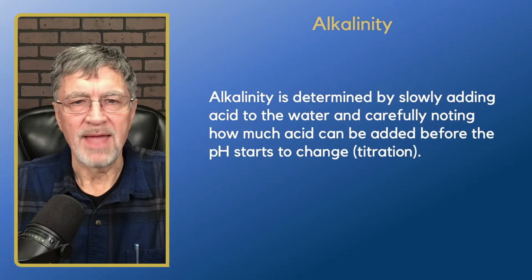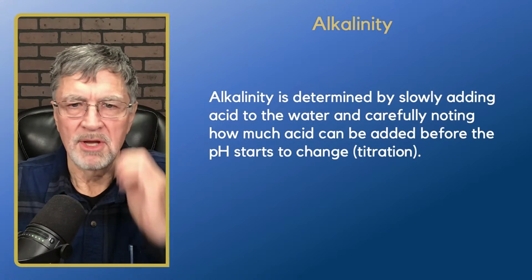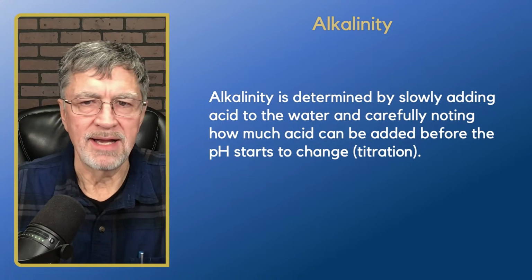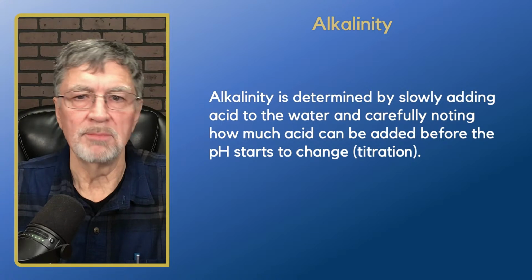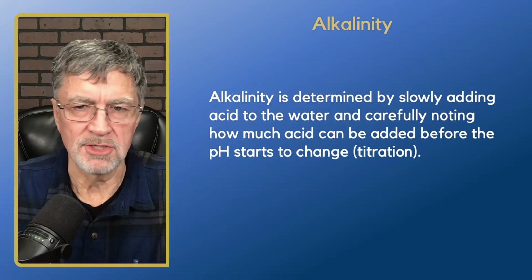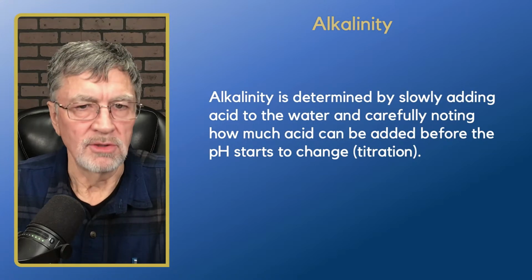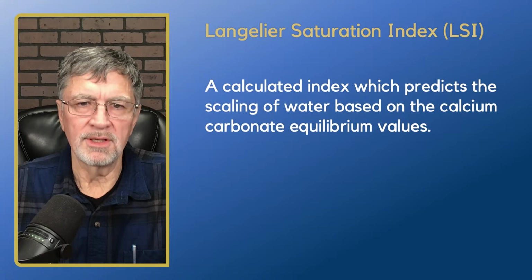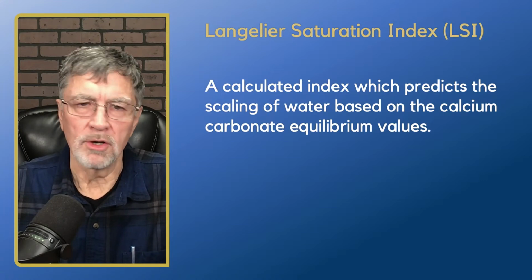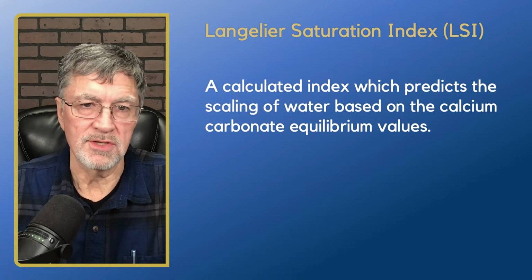Alkalinity is determined through the titration process. Basically, you slowly add acid to the water and note how much acid can be added before the pH starts to shift. That's how titration works, and that's how we determine alkalinity. All right, another important water quality parameter we look at is the Langelier Saturation Index, or LSI.